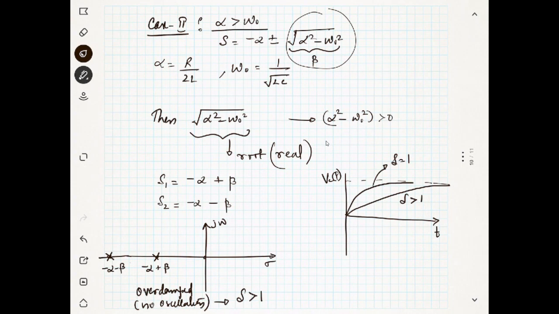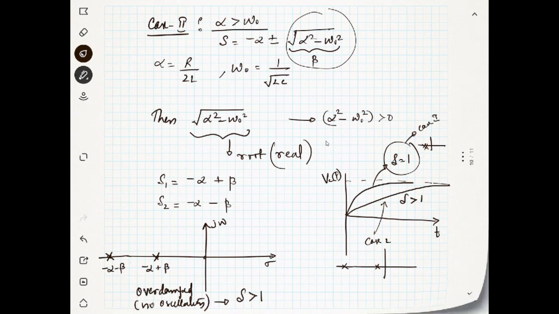Now you can see here the response of the system. This is our case 1. Case 1 means both roots are at the same position. And this is our case 2, with one root here and one root here. Am I correct? Yes.